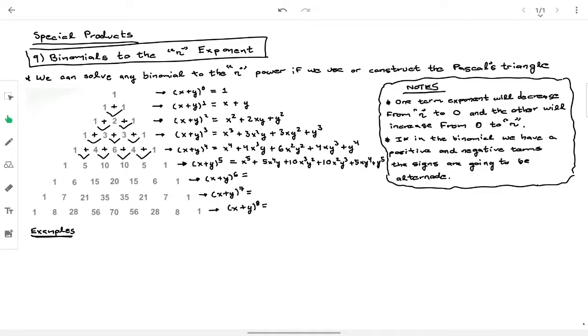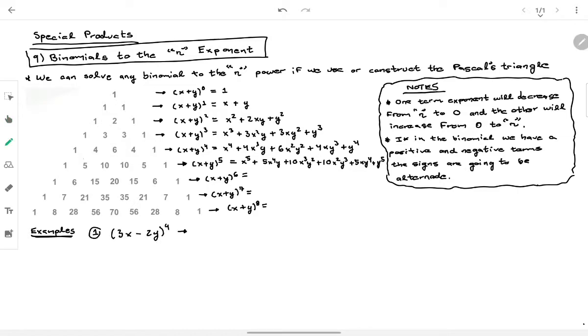So it's going to be very simple. Pascal's triangle will let us know the coefficients, and in the case of the powers, the first term will descend in order of powers and the second one will increase in order of powers. So that is the explanation of how to use Pascal's triangle to know the coefficients, and also how we can know the exponents for doing a binomial to the n power.